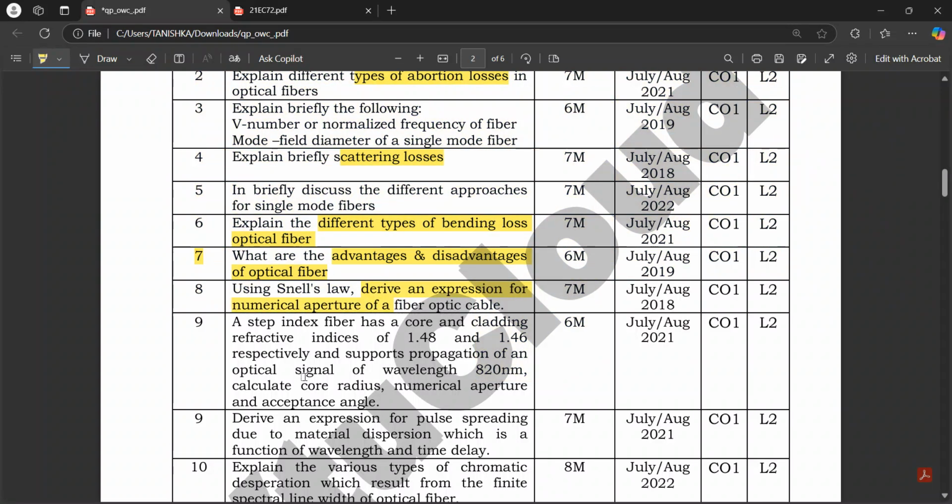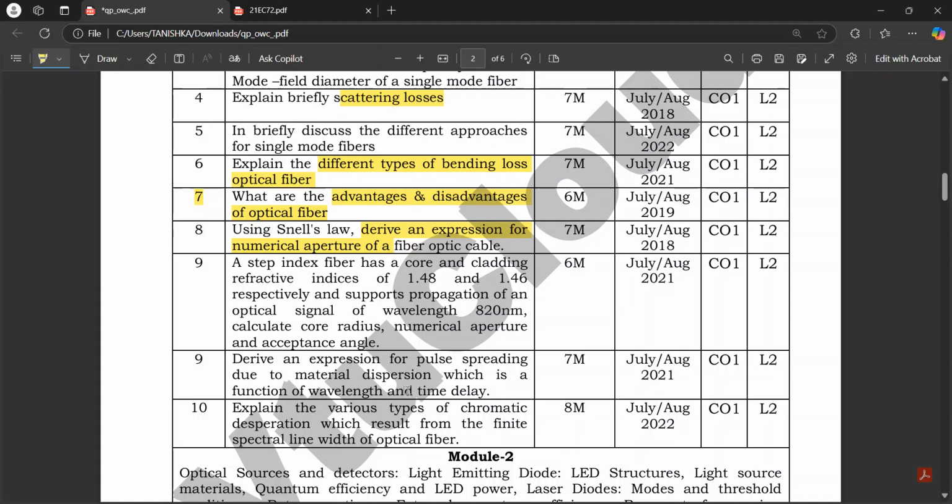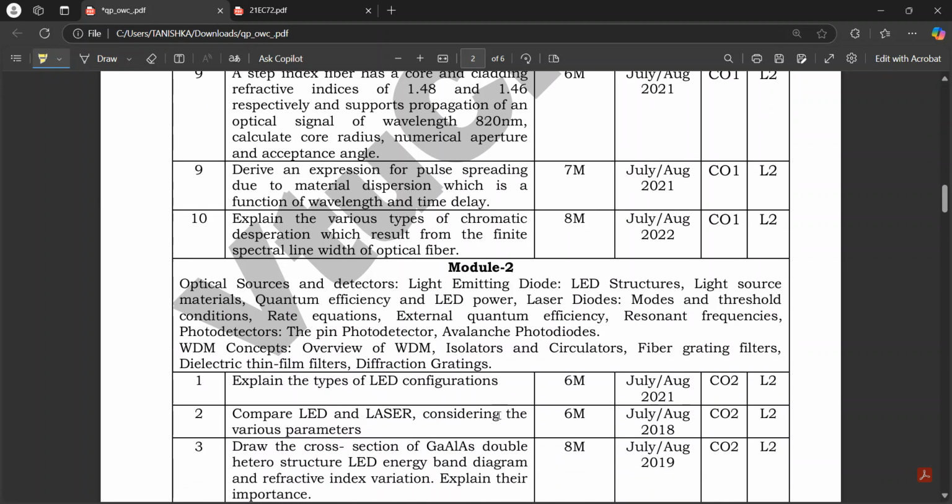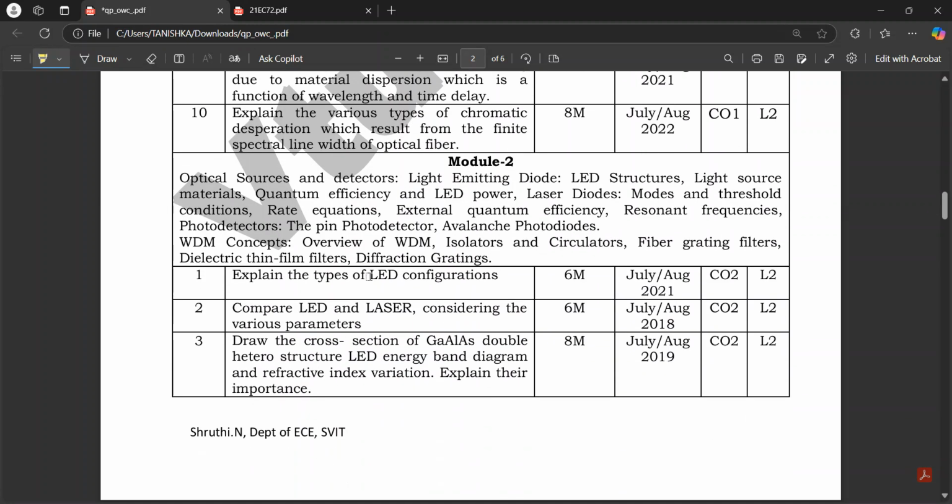Okay. Then a numerical problem, and derive an expression for pulse spreading due to material dispersion, which is a function of wavelength and time delay. Then explain the various types of chromatic dispersion which result from the finite spectral line width of optical fiber. In module 2, explain different types of LED configurations. Compare LED and laser, important. Then draw the cross section of GaAlAs, that is gallium aluminum arsenide double hetero structure LED energy, this is an important question.